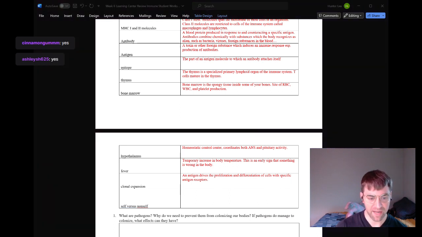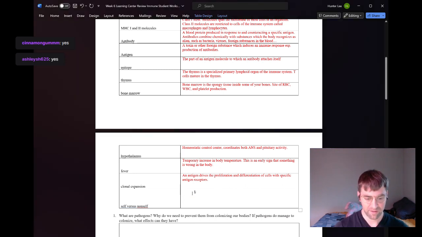Self versus non-self. This is kind of exactly what it sounds like. The key difference between self and non-self antigens is that antigens on the own body cells are known as self antigens, while antigens that do not originate in one's own body are called non-self antigens. So an antigen is any substance that induces the immune system to produce antibodies. I'm actually going to put that at the top.